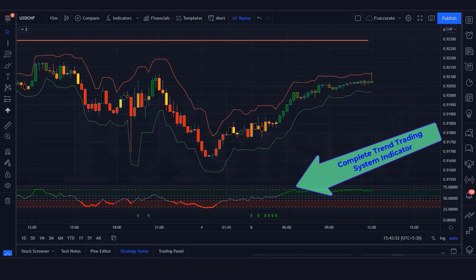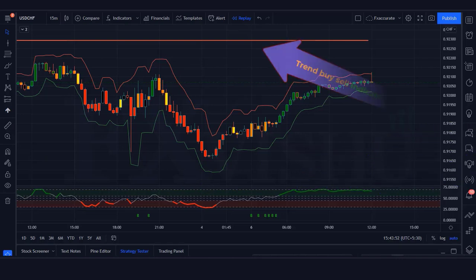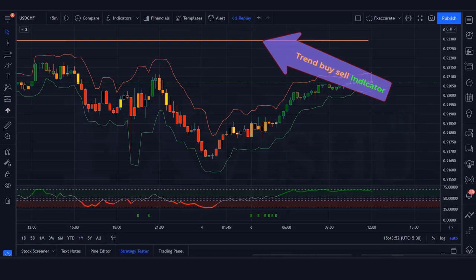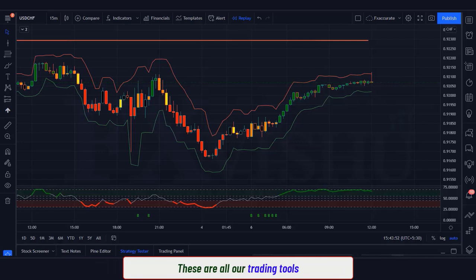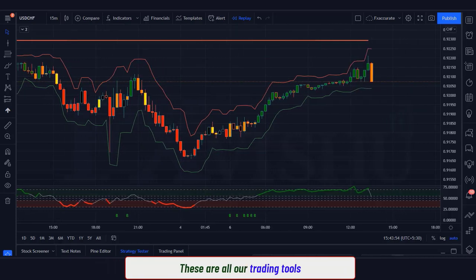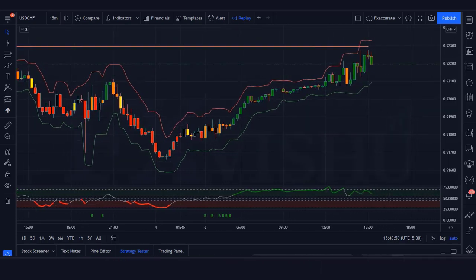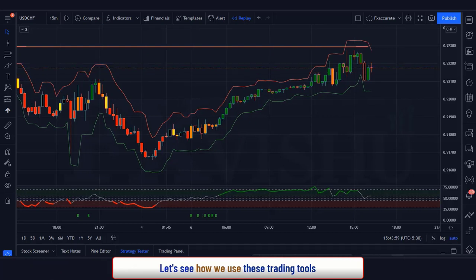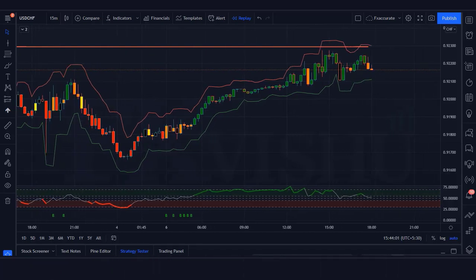The indicator at the bottom, we call it the complete trend trading system indicator. And the single green and red line visible in the middle of the chart, we call it the trend buy sell indicator. These are all our trading tools. Further, we will explain the trading setup. Let's see how we use these trading tools. Let's start.